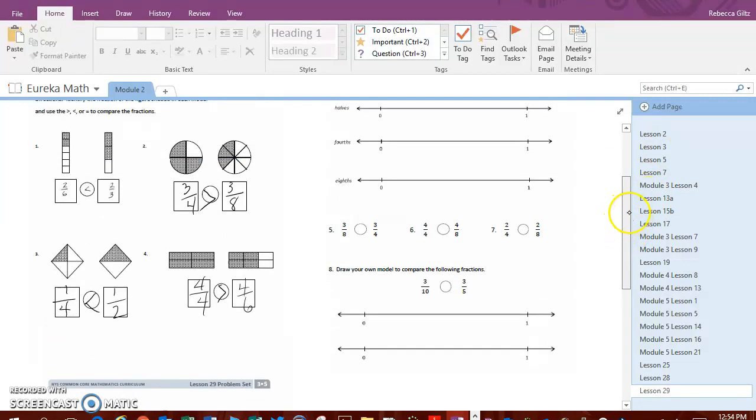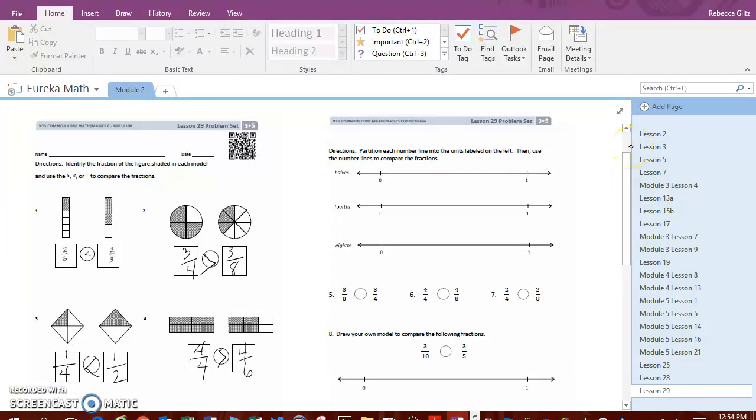All right, so moving along, now we're going to look at some number lines. Okay, the directions say to partition each number line into the units labeled on the left. Then use the number lines to compare the fractions. All right, so we've got halves. So that means between 0 and 1, we need 2 pieces. So that's going to be about right there. Okay, then I'm going to label them 0 halves, 1/2, 2 halves.